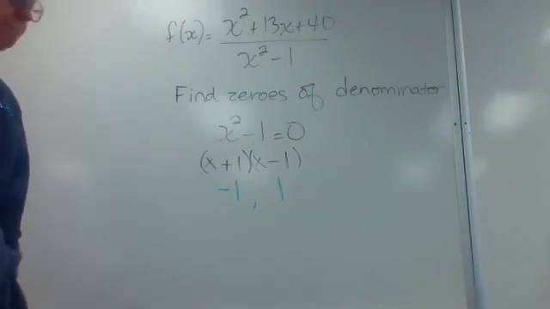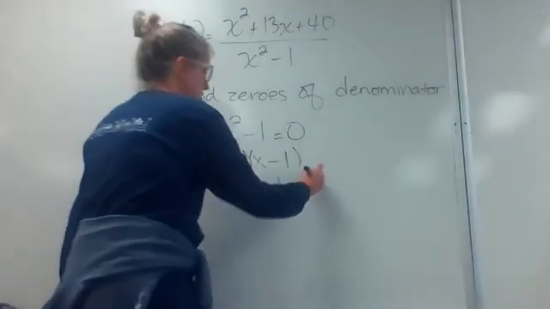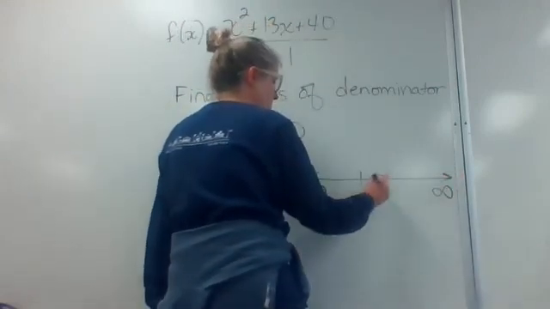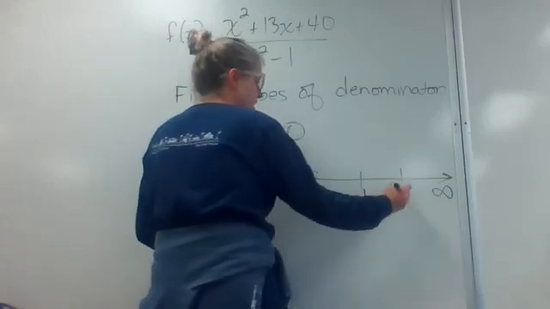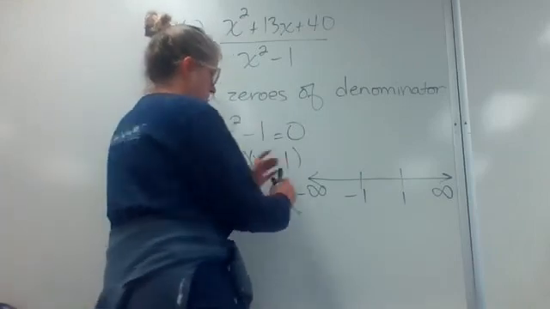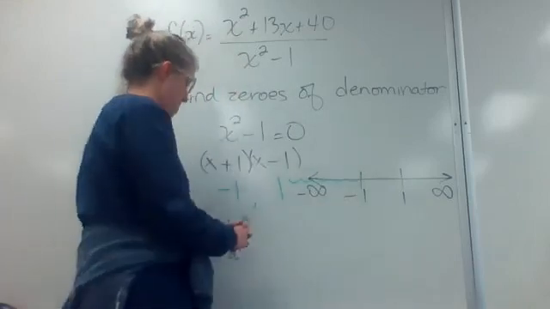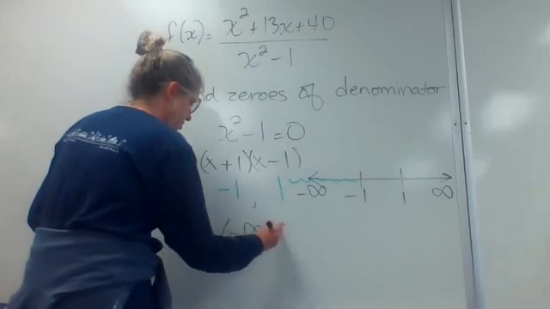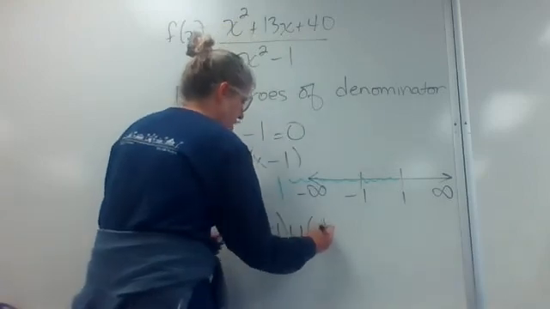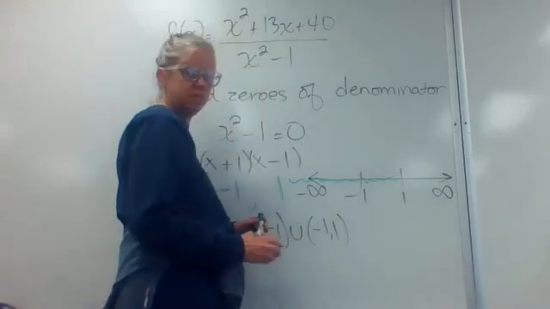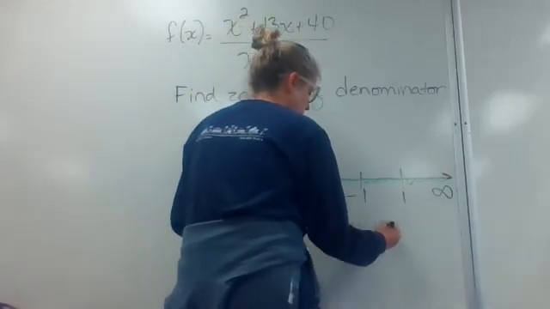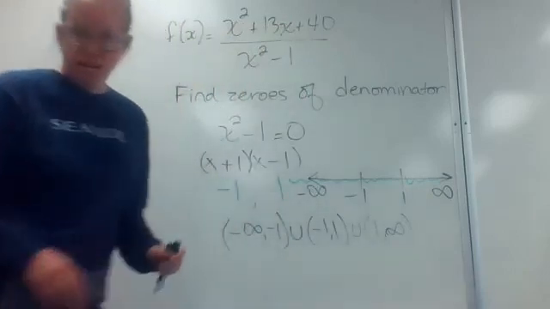And it says to put it in interval notation. So let's see, I want to include everything from negative infinity to positive infinity, except -1 and +1. So my first interval will be negative infinity to -1, in union with this middle interval will be -1 to +1. And my last interval will be 1 to infinity.